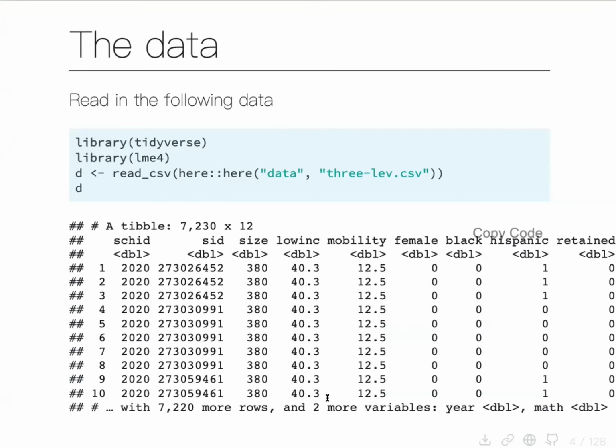I only added this a couple days ago, so if you have the repo cloned, you'll need to pull, or go to Canvas, and you should see that data set there. It's just called 3lev.csv. And it looks like this. We have school ID, student ID, the size of the school, the proportion of low-income students, the proportion of students who are mobile, and then some student-level variables: female, Black, Hispanic, whether or not they were retained, the year, and then a math score. I didn't set a timer for you here, but I'll give you a minute or two.